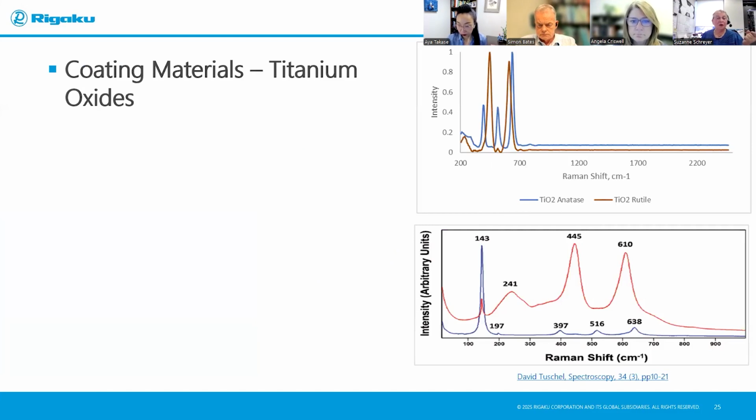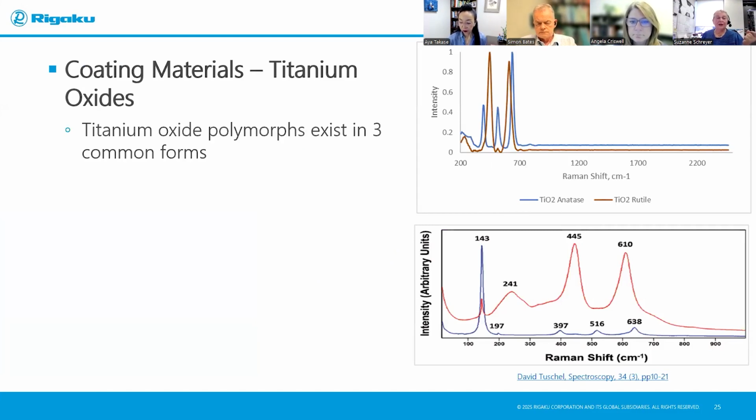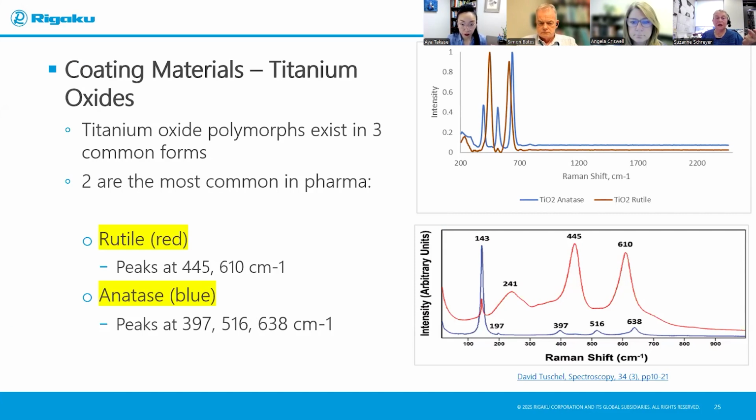Titanium oxide is a very common coating material. If we look at the polymorph forms, we have three common ones. Two of the most common are the anatase and the rutile. The top spectra shows the anatase and the rutile form as taken on our instrument, and it's obvious that there's quite a big difference. In fact, David Tuschel characterized the most common peaks that are present in both types that are shown here. You can clearly see that, depending on which one you want, you can differentiate it selectively from the other one.